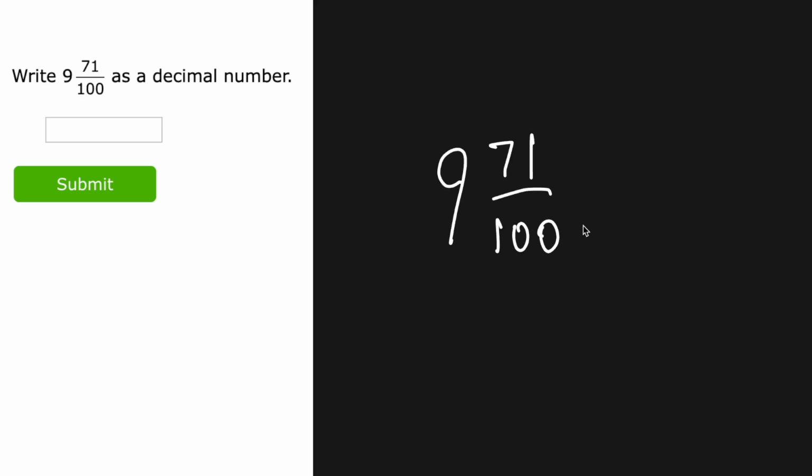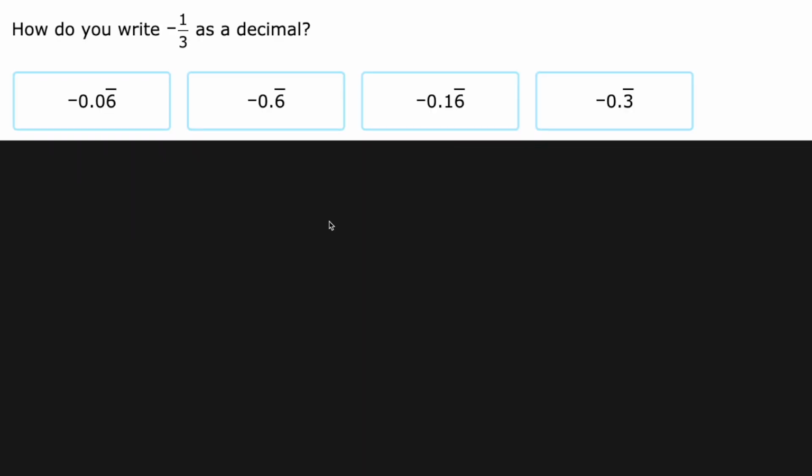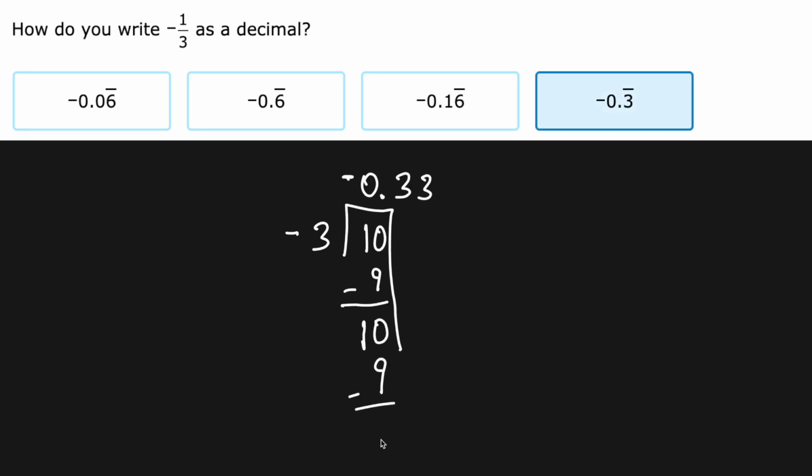Next, we have 9 and 71 hundredths, which is the same as 9.71 since the 1 is already in the hundredths place. Next, we have -1/3 as a decimal. You could either enter that in your calculator, or you could divide -1 divided by 3, and either way you'll get -0.3 repeating. That little line above the 3 just implies that the number repeats forever.